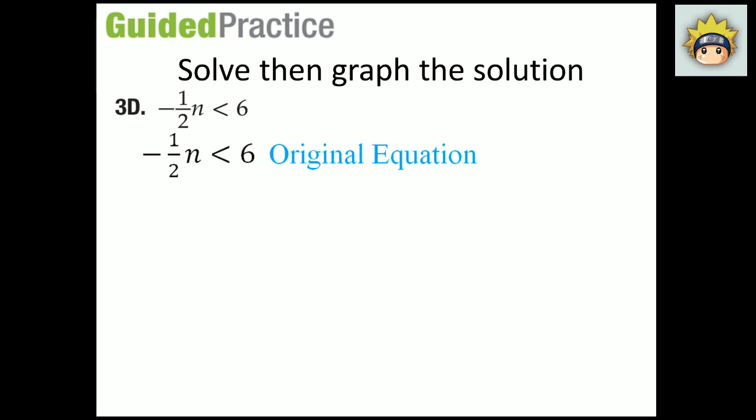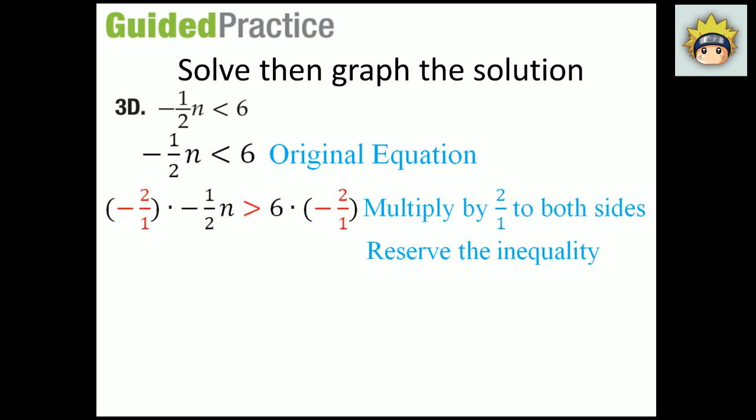Start by writing your original equation. Trying to get n alone, I have to use the inverse property. So in this case, I'm going to be multiplying by negative 2 over 1 to both sides. And in the process, I'm going to reverse the inequality. I forgot to write the negative here, but please be aware that you're multiplying by negative 2 over 1 to both sides. In that process, on my left hand side, I got n, and the less than symbol is flipped to a greater than symbol. So n is greater than negative 12. 6 times negative 2 becomes negative 12. Do you see that? N is greater than negative 12 after I simplified.